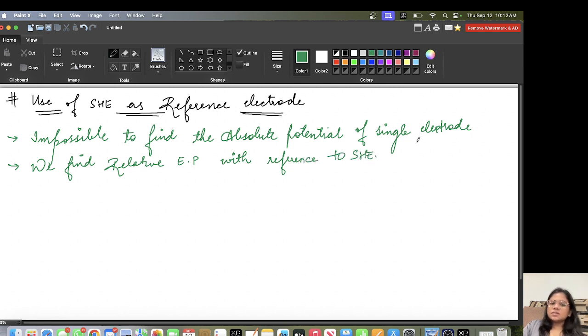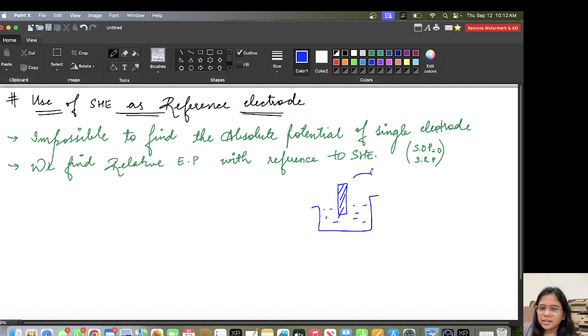Why? Because the standard oxidation potential as well as the standard reduction potential is 0. What does this mean? Suppose I give you an electrode and ask you to find the standard reduction potential of this particular electrode, which is made up of zinc. So you are just dipping the zinc electrode in ZnSO4. Now what to do? You don't know how to find the standard oxidation potential or standard reduction potential, right? We cannot find the absolute value of it. So what will we do? We'll find it as a reference.